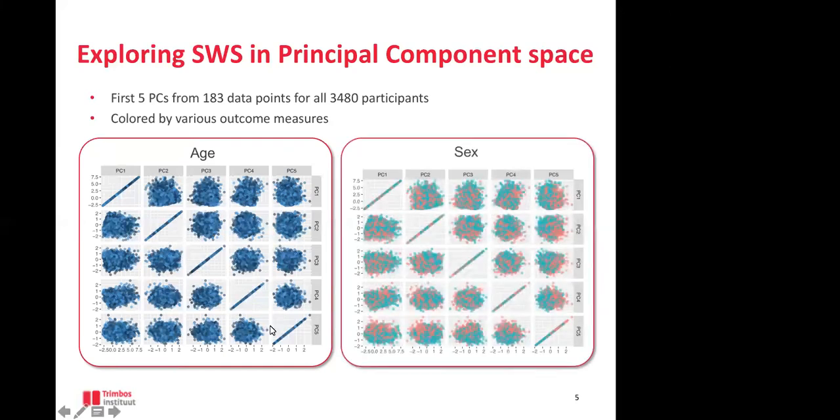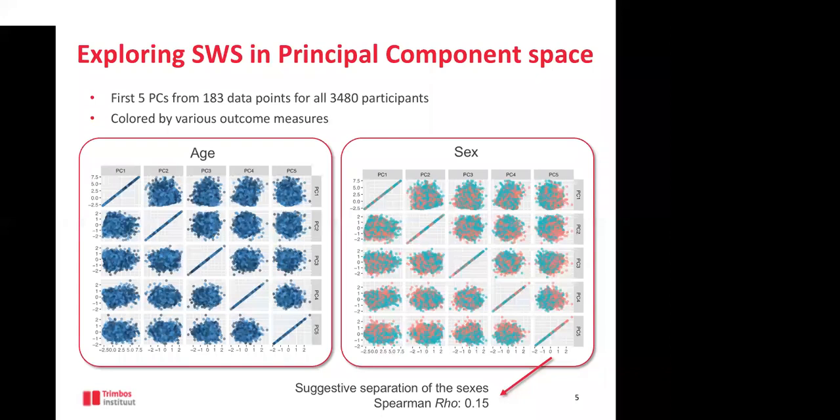Now, if I color by sex, you see that there's basically no clustering happening. But if I look at the 5th principal component, all the way at the right column or the bottom row, you see that there's a suggestive separation of the sexes. If you then check the correlation coefficient between the 5th principal component and sex, you see that there's a 0.15 correlation. So this is just a very basic way to visualize potential batch effects in your data.